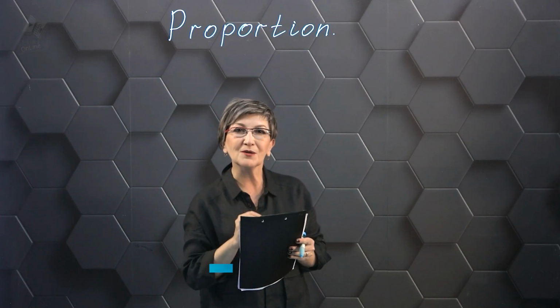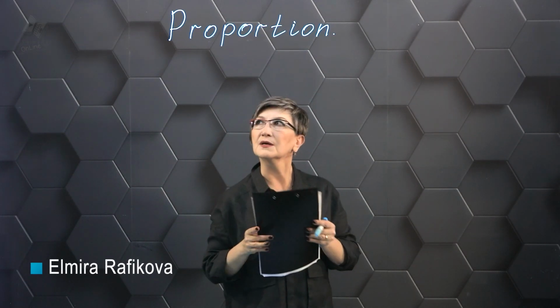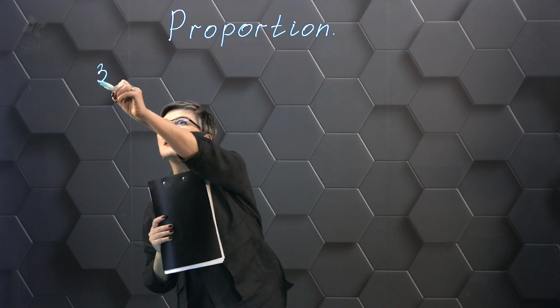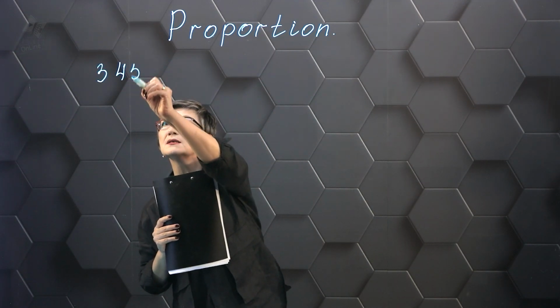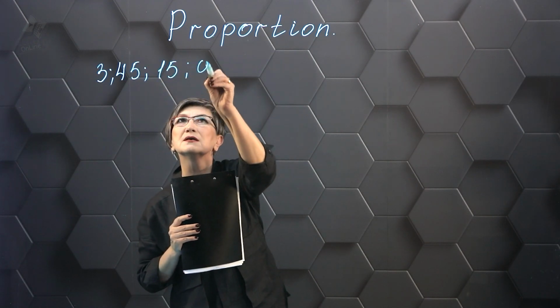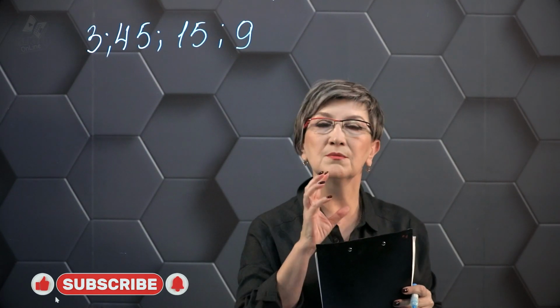Hello! Today in the lesson we will study an example where we will make a proportion of numbers. We are given the following numbers: 3, 45, 15, and 9. From these four numbers we will make a proportion.